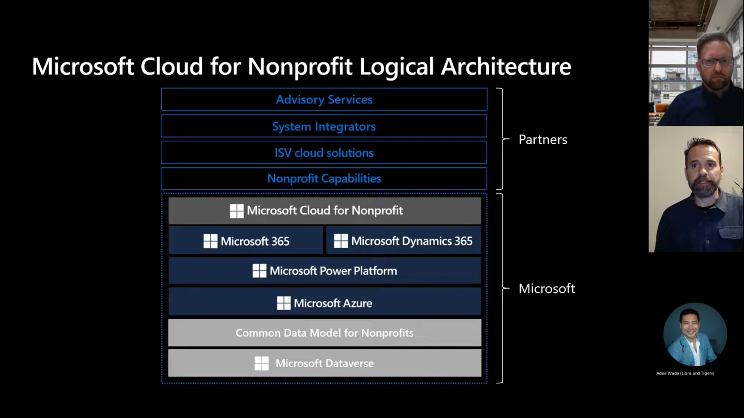However, the real power lies in the broader ecosystem of partners. Building on top of the core capabilities we make available, we have an extended community of ISVs, system integrators, social entrepreneurs, and more, who are building vertical-specific solutions, bespoke nonprofit solutions, which truly amplify the impact of the nonprofit sector. Let's take a closer look at the common data model here towards the bottom.